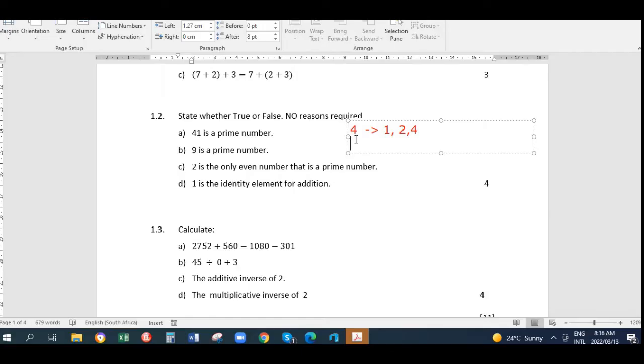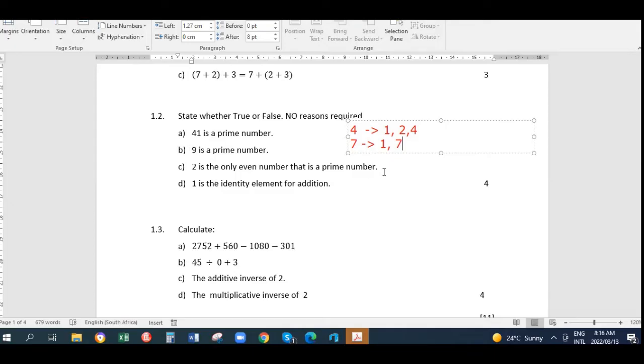If you look at, for example, the number 7, 7 has the following factors. It has 1 and 7, only 2 factors. So that means 7 is a prime number. So if we look at 41, it is a prime number. So the answer is true. It has only 1 and 41 as its factors.